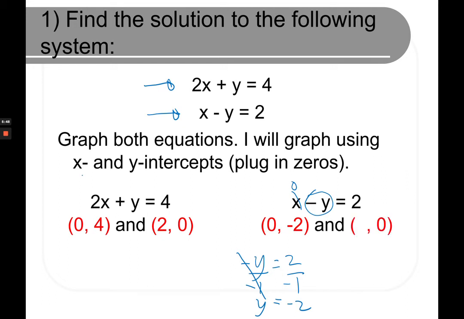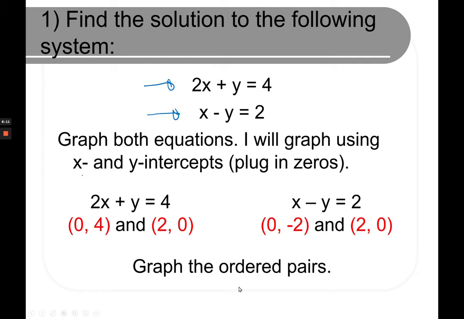Next, what if y is 0? We're looking for the x-intercept now. If y is 0, it's quite obvious, you don't need to solve. X is equal to 2. Now we are done. We are now ready to graph your two equations. Graph the ordered pairs, the x and y-intercepts of each equation.